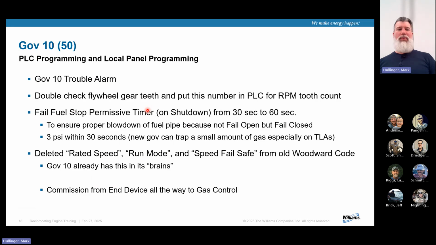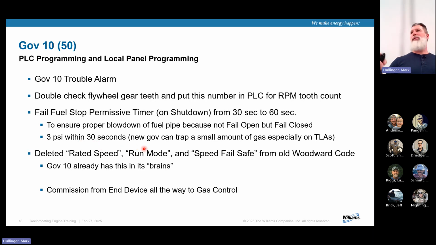Here's just the terminal program. One thing about the trouble alarm, well, I'll get to that. In our code, we do have a fuel stop permissive timer, and what that means, from 30 to 60 seconds, we want to ensure that a proper blowdown of the pressure in the fuel pipe happens. So it's 3 PSI within 30 seconds.